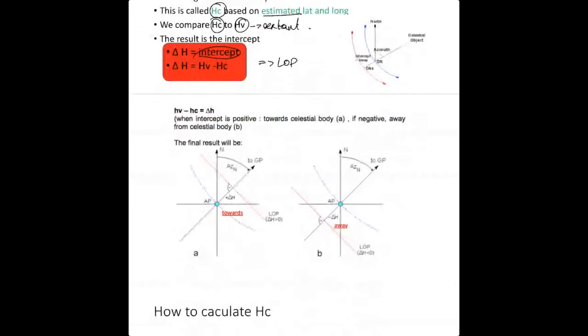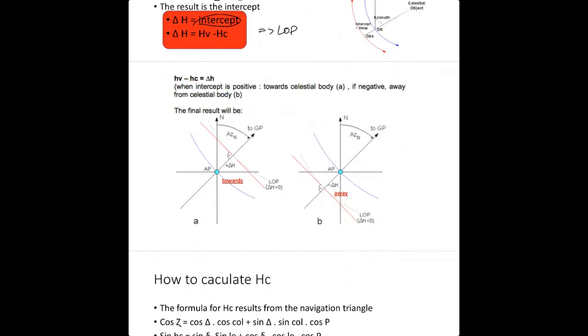Okay, voilà. So I think this is something that you should understand now already. We have an assumed position. We mark an intercept towards, so our intercept is positive. If this is our true position, this is away, because this is the direction to our geographical position of our star. If we mark it away, we know that delta H is negative.